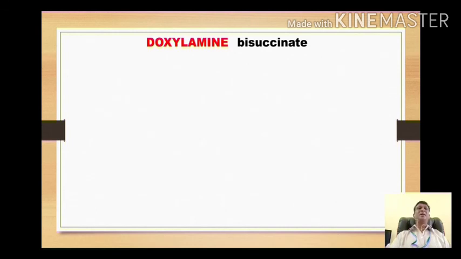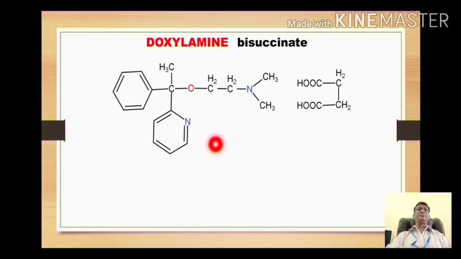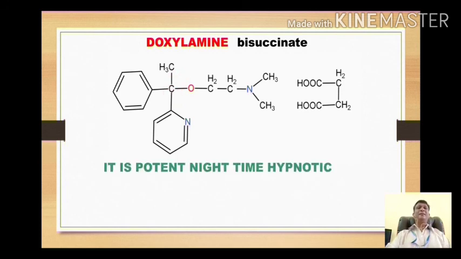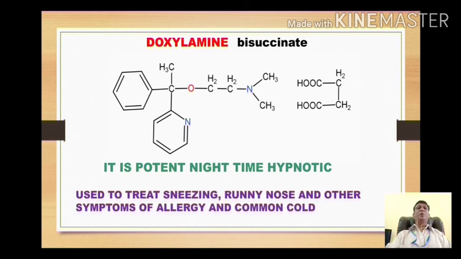The next drug is DOXYLAMINE, which is available as its bisuccinate form. The DOXYLAMINE is also related with the ethanolamine ether class. Here, one of the aromatic rings is a pyridine ring attached with its second position, and a methyl group is also attached over here. It is a potent nighttime hypnotic, and this drug is used for treatment of sneezing, the runny nose, and the other symptoms of allergy and common cold.